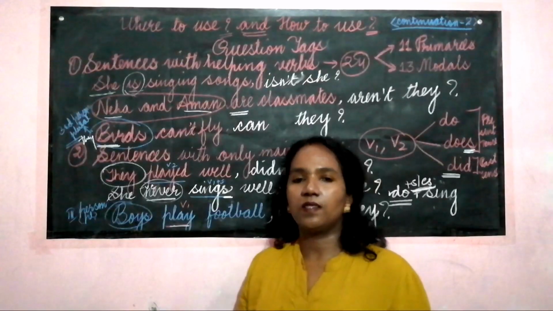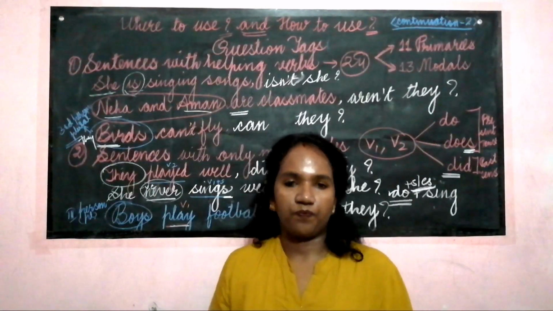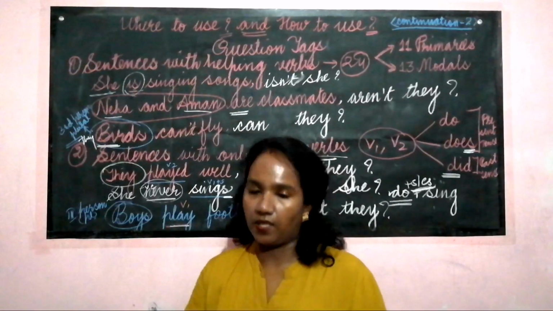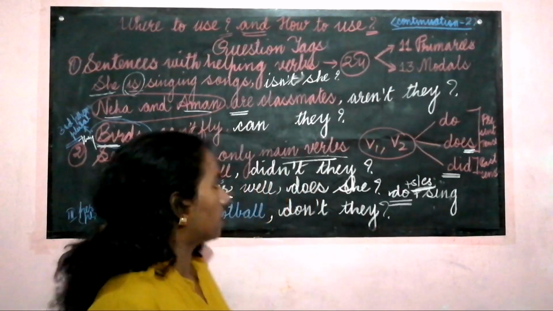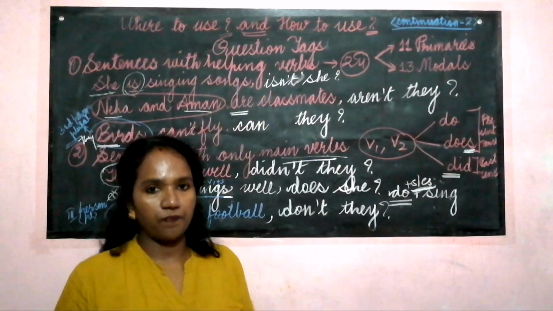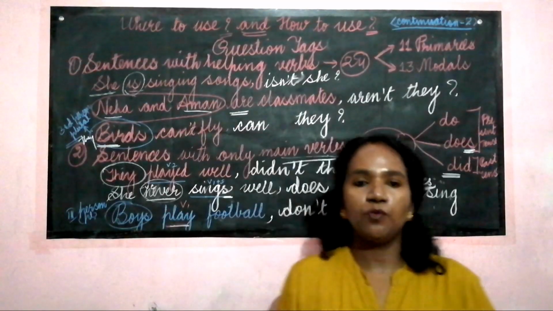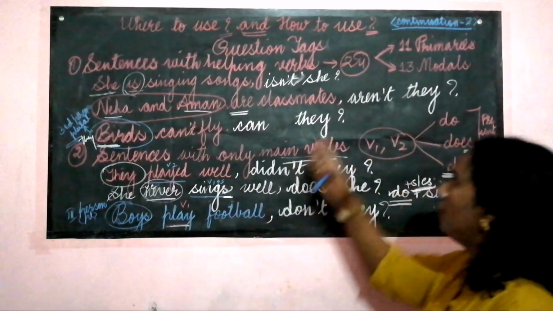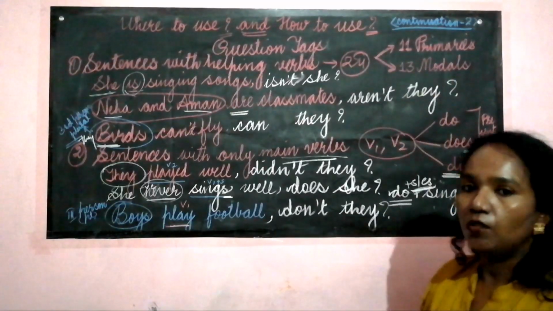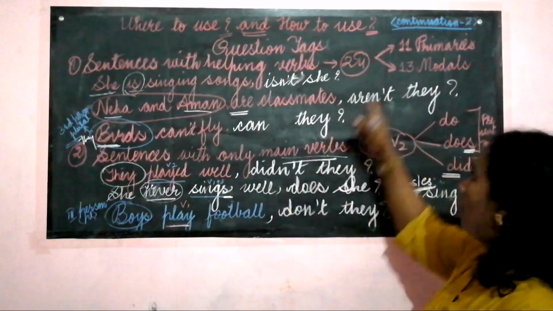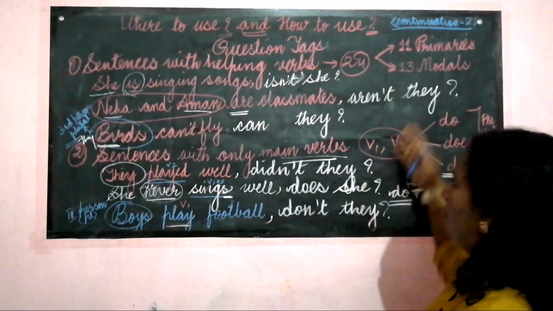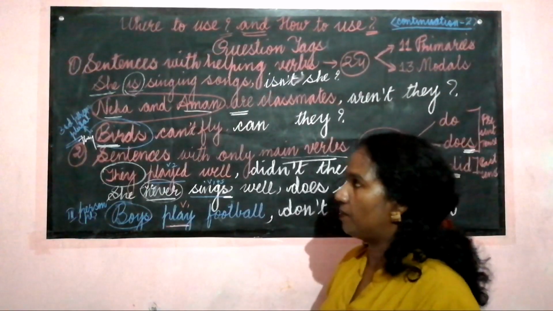Today in this class we are discussing two kinds of sentences where we have to learn the use of question tags, that is, how to form question tags. The first one is sentences with helping verbs. There are 24 helping verbs in English grammar. 11 are called primaries and 13 are called modal verbs. Primaries: do, does, did, has, have, had, is, are, was, were, be and am. Be is sometimes a main verb.